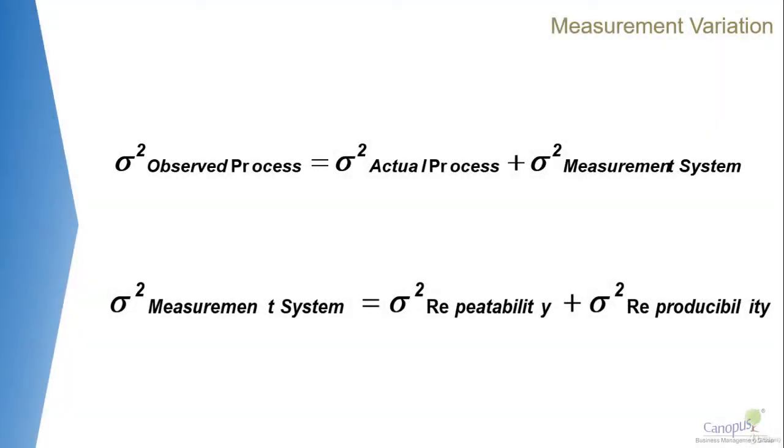So just if you recollect, overall process variation is nothing but the sum of actual process variation plus the variation caused by the measurement system. If I take the measurement system variation alone and break that down further, that can be broken as variation due to repeatability and reproducibility. We talked about the concepts of repeatability and reproducibility in our basic course, and we would talk more about it in this course as well.